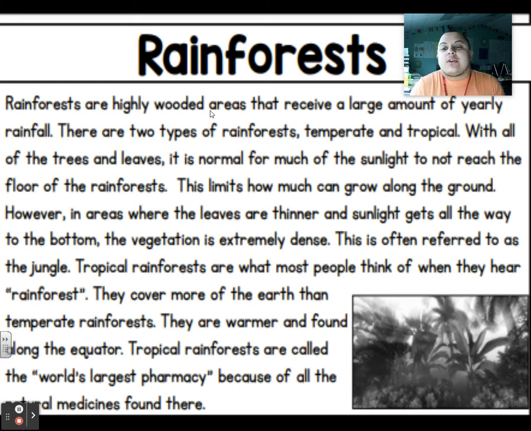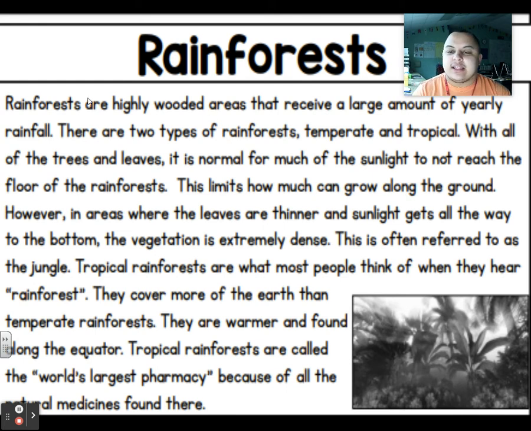So again, let's start with this rainforest. Rainforests are highly wooded areas that receive a large amount of yearly rainfall. There are two types of rainforest, temperate and tropical. With all of the trees and leaves, it is normal for much of the sunlight to not reach the floor of rainforests. This limits how much can grow along the ground. However, in areas where the leaves are thinner and sunlight gets all the way to the bottom, the vegetation is extremely dense. Let's look at those words, extremely dense.